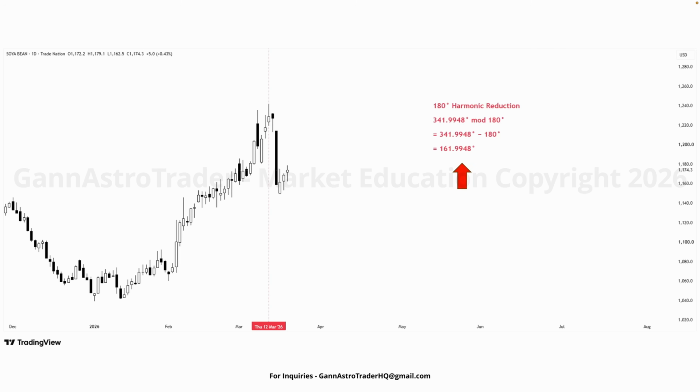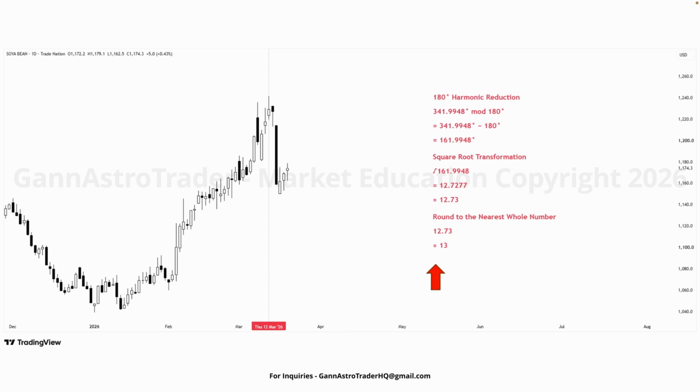Once the harmonic longitude has been obtained, we perform the square root transformation. This is one of the most important mathematical steps because the square of 9 operates through square root relationships. Taking the square root of the reduced harmonic longitude produces a value of approximately 12.73. The transform value must now be converted into a practical square of 9 coordinate. Since the calculated value is approximately 12.73, we round it to the nearest whole number, producing the value 13. This number is extremely important because it becomes the starting coordinate from which every future harmonic interval will be projected.